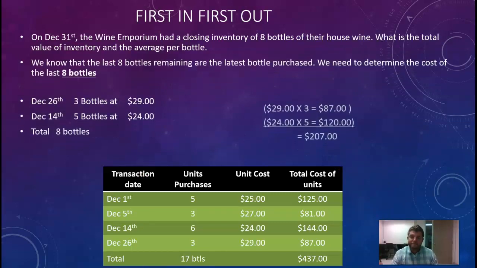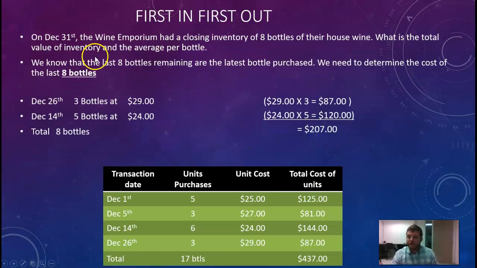So here is how you would do this. On December 31st, the Wine Emporium had a closing inventory of 8 bottles of their house wine. What is the total value of inventory and the average per bottle? So now we have to do a little bit more thinking about this. We have to think about when we purchased it and when people ordered it. So first in, first out.